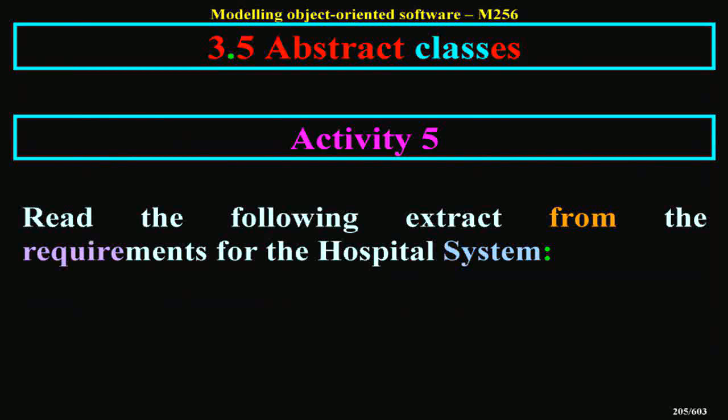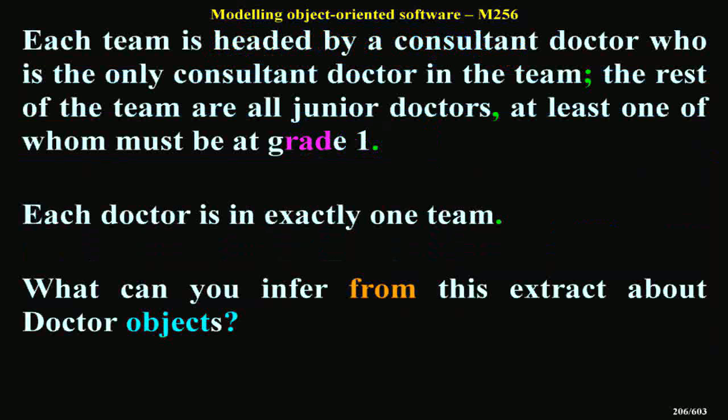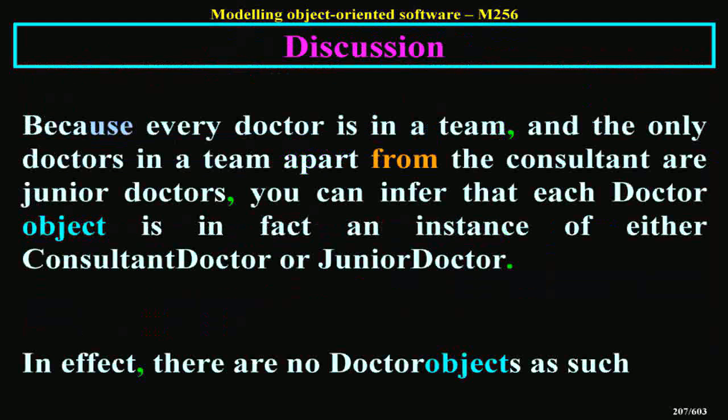Read the following extract from the requirements for the hospital system. Each team is headed by a consultant doctor who is the only consultant doctor in the team. The rest of the team are all junior doctors, at least one of whom must be at grade 1. Each doctor is in exactly one team. What can you infer from this extract about doctor objects?